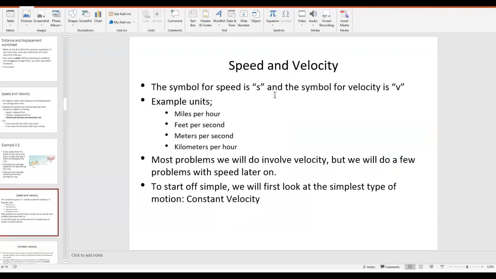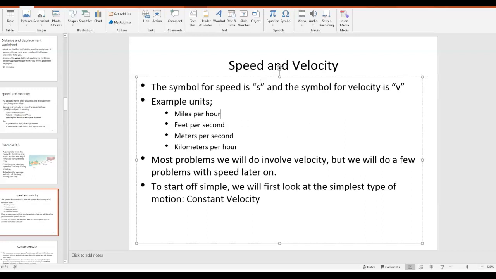Okay, this slide just kind of summarizes what speed and velocity are. The symbol for speed is S, the symbol for velocity is V. The vast majority of the time we're going to be dealing with velocity. You're not going to see speed too often. We're mainly going to do everything with velocity, just to make things easier.